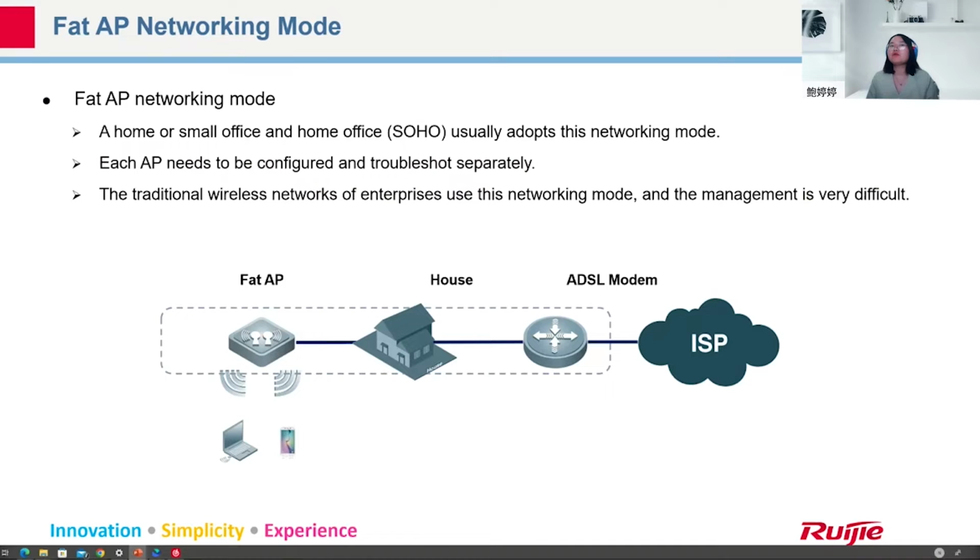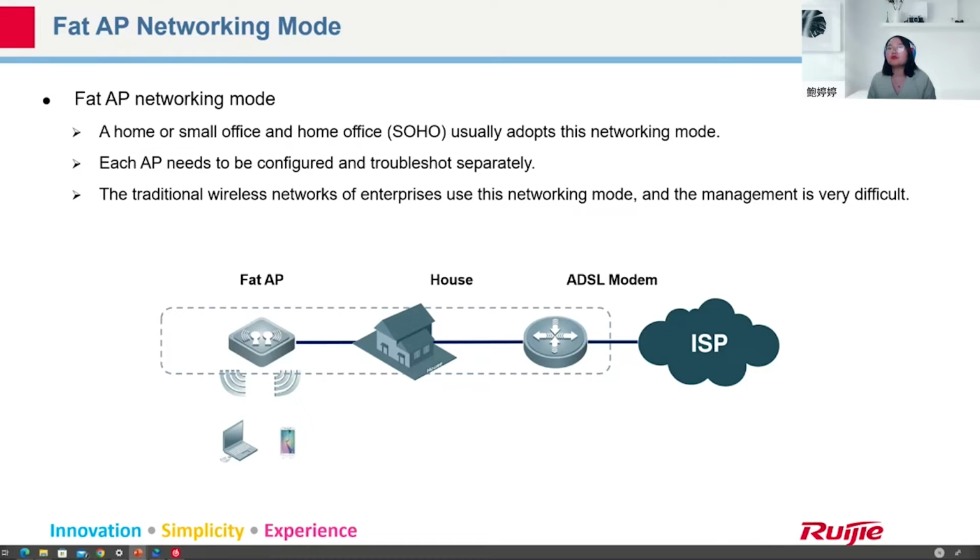And about the Fat AP networking mode, we usually deploy it in the home, or maybe a small office or home office, where you use a Fat AP because maybe there are not so many users. We only need one AP or two APs is enough. And for each AP, pay attention, you have to configure one by one. Also, maybe you want to add some functions. All the configuration is the same, but you still have to configure one by one. And if there is a problem, you also have to troubleshoot one by one.